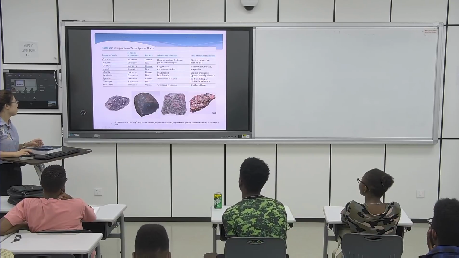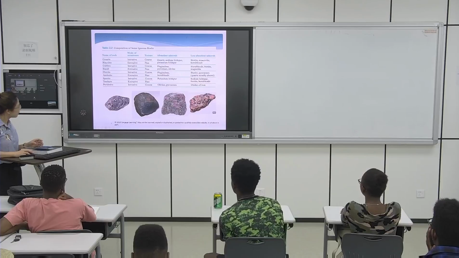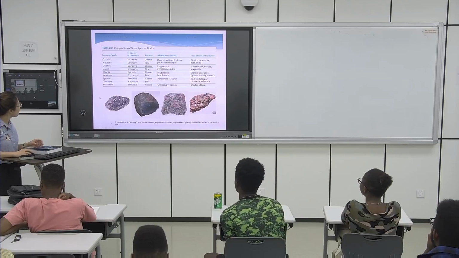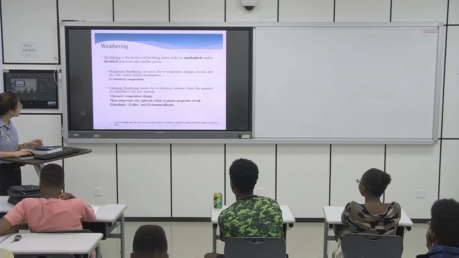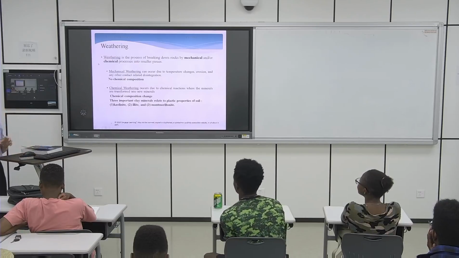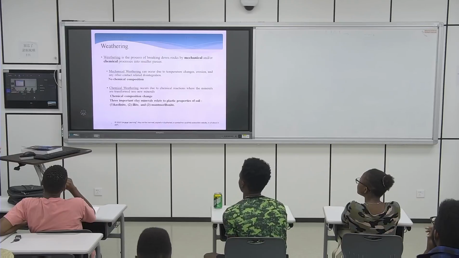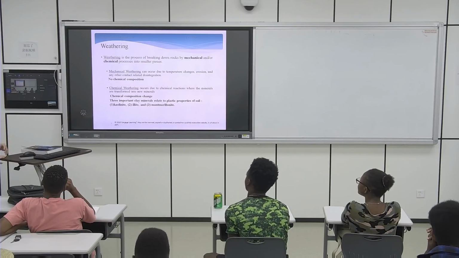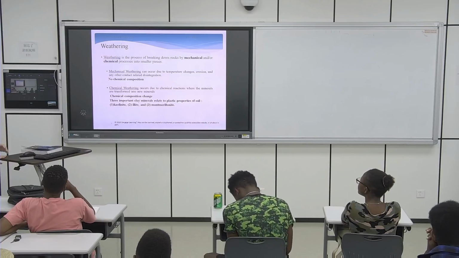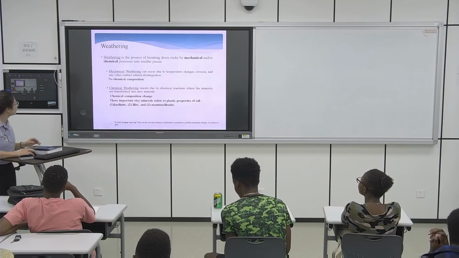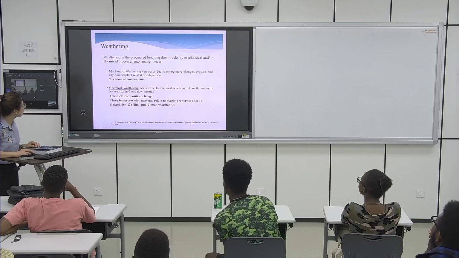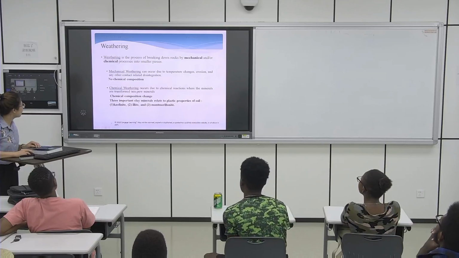So these are different igneous rocks. It looks beautiful, right? Then let's see weathering. We know that igneous rock comes from magma. After magma cooling, it becomes different igneous rocks, and igneous rocks will undergo weathering. The weathering is, let's see, in here: mechanical weathering or chemical weathering.